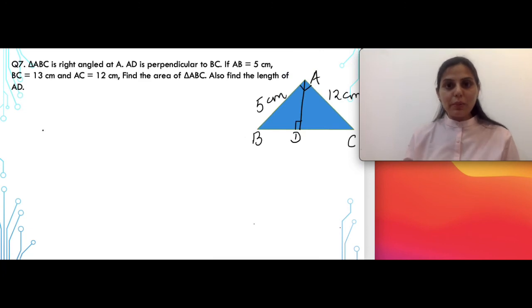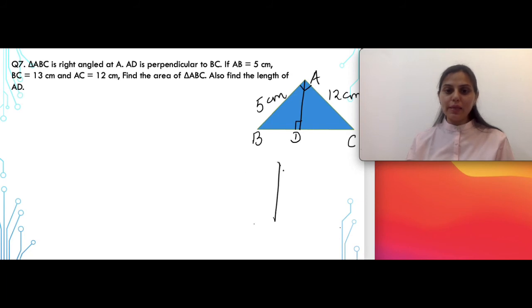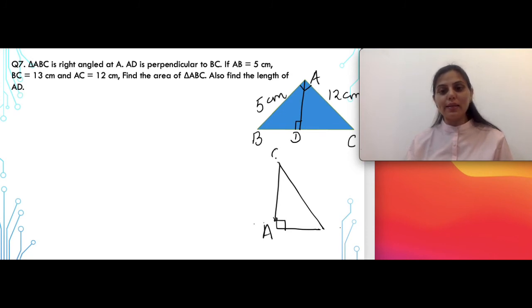Let's start with question number 7 now. In question number 7, you are given a right angle triangle at A, which is the triangle ABC. Let's draw this triangle first. So here you are given at point A, the angle is 90 degrees. Let us take the altitude or the height as AC, which is 12 centimeters. And the base in this case is AB, which is equal to 5 centimeters. BC is representing your hypotenuse, which is given as 13 centimeters.